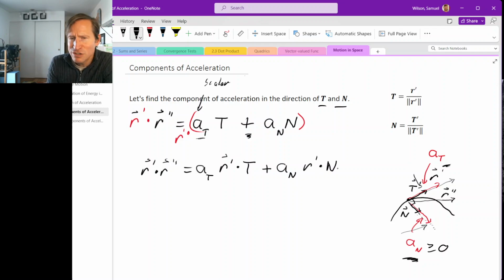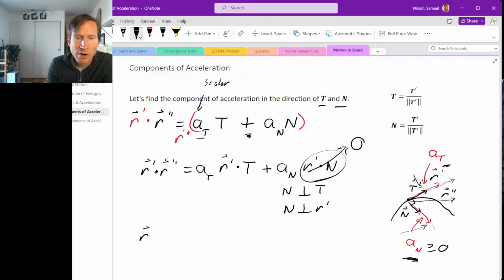Now this looks bad at first, but remember, n is perpendicular to t, but that means n is perpendicular to r prime as well. That means that this dot product is actually 0. All right, so that leaves us with r prime dot r double prime.